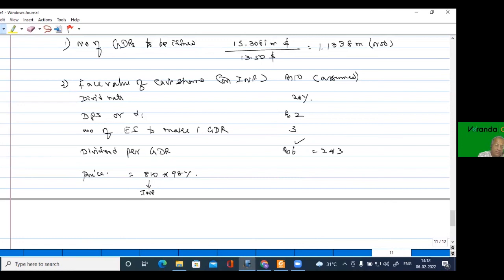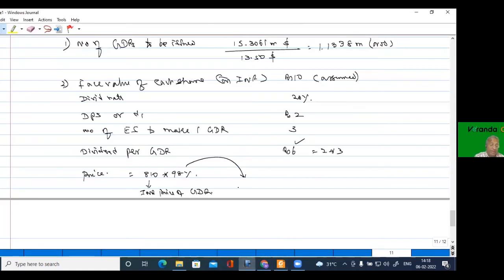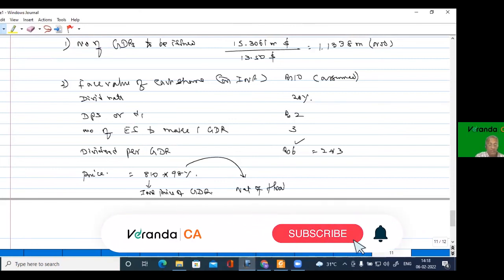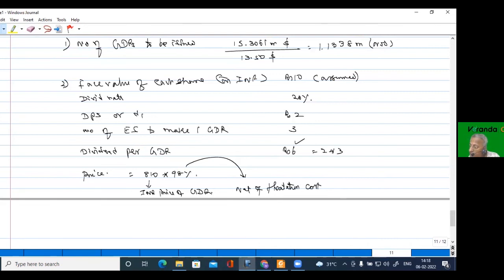So the INR price of GDR. And what is this 98% indicating? Maybe the quotation cost, so 98% is net of quotation cost. How much is it? 810 multiplied by 0.98. Please don't get confused regarding the discount and the quotation cost. Shares are issued by the company 10% less than the market price. On the way, there is a reduction by 2%. The price without discount is 900. Company pricing it 10% below, so 810. Issue related cost is 2% on 810 only. So 810 into 98% should give you 793.80.